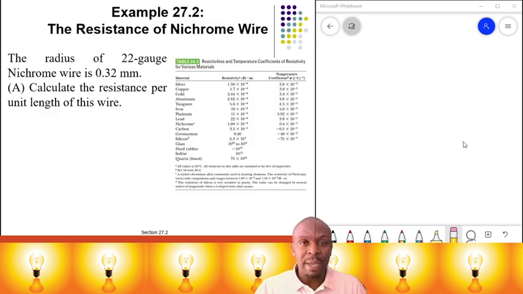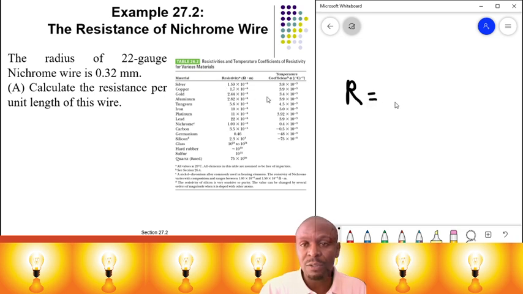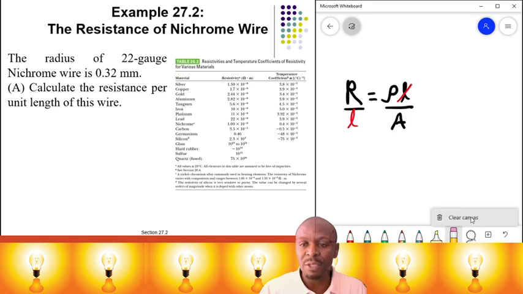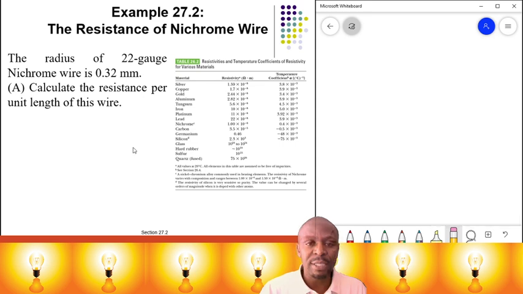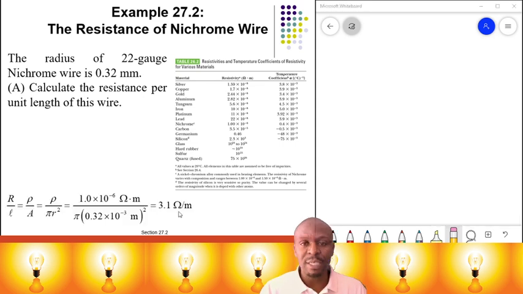Must be B. Right, now let us also do the following quick example. The resistance of a nichrome wire. We are given the radius of a nichrome wire to be 0.32 millimeter. Calculate the resistance per unit length. From that equation, the resistance R is just equal to rho times L divided by A. But if I have to calculate the resistance per unit length, I'll just write L here and then cancel it. Then you know the values, you just plug them into your equation and calculate the resistance per unit length, and the answer is just going to be this.